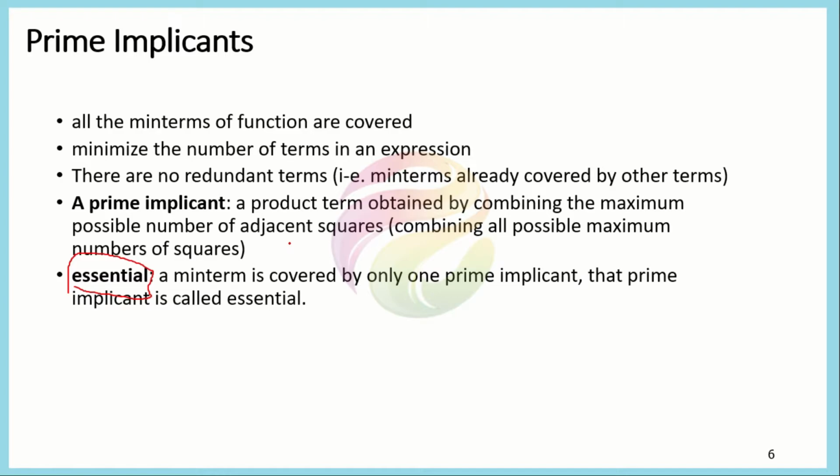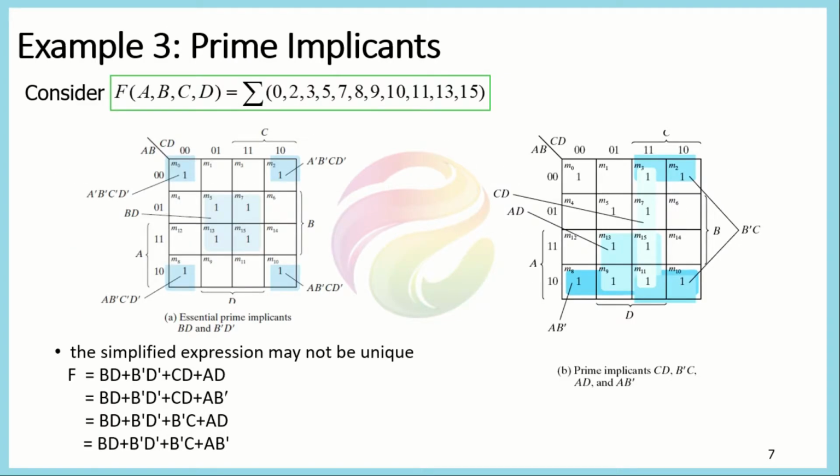The essential prime implicants can be found by looking at each cell marked with 1 and checking the prime implicants that cover it. If it is covered by only a single prime implicant, then that will be known as the essential prime implicant.